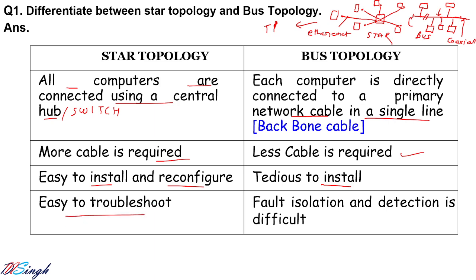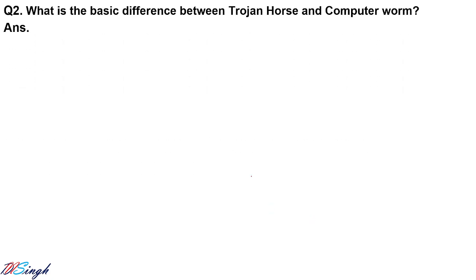Easy to troubleshoot. If any particular link is not working, that particular link needs to be checked. But here, if this particular computer is not working, maybe the fault may lie in the backbone somewhere. So you might have a fault somewhere here. So fault isolation and detection is difficult in the bus topology. This is the answer for the first question. Let us move to the second question.